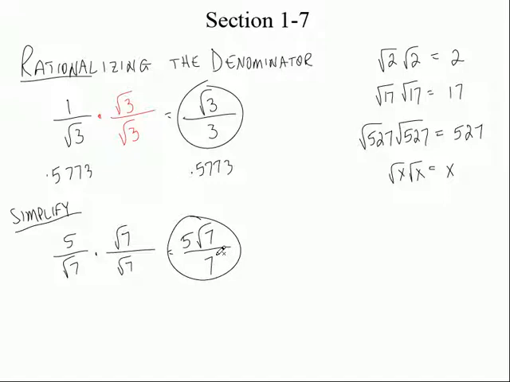We good? All right. Now these were all square roots, weren't they? What if you had a cube root? What if you had like the cube root of 5? What would I have to multiply that by?